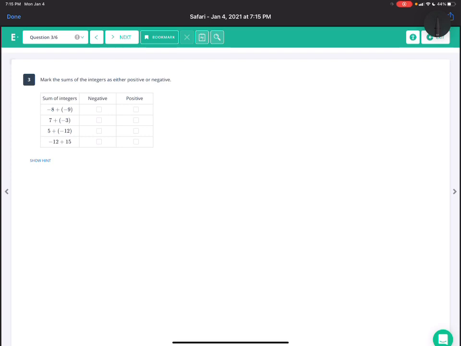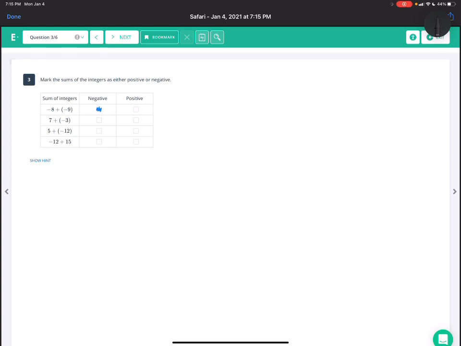Being that both symbols are negative, that means that our sum would be negative. Okay? Our sum will be negative because they both have the same sign. There's no reason for it to change. We're just going to add like regular, okay?